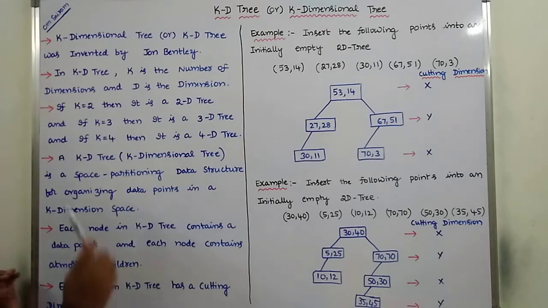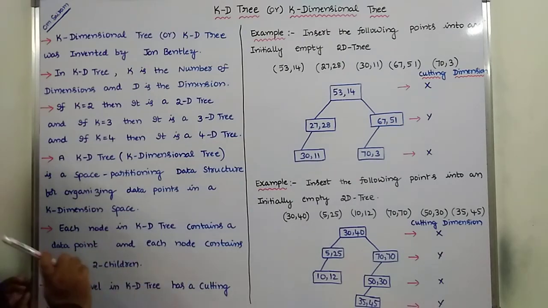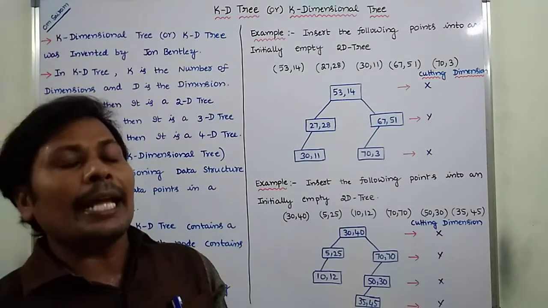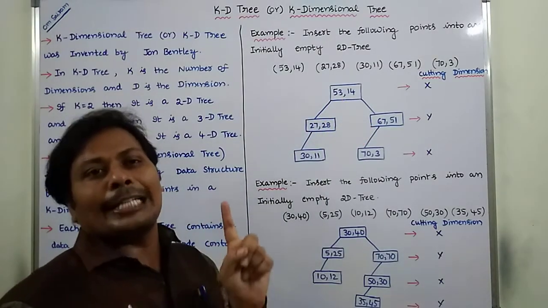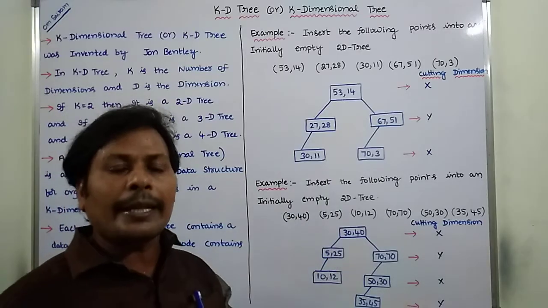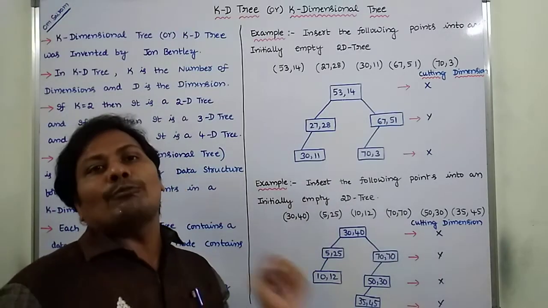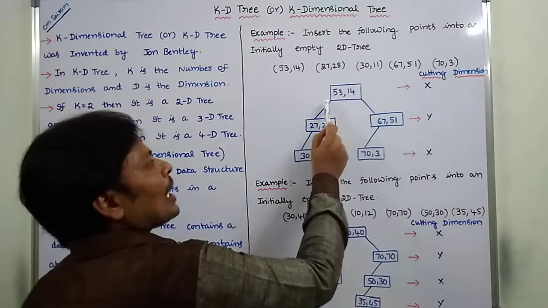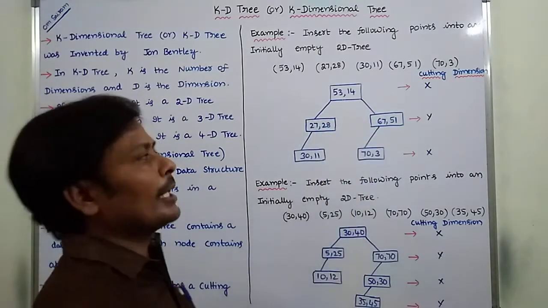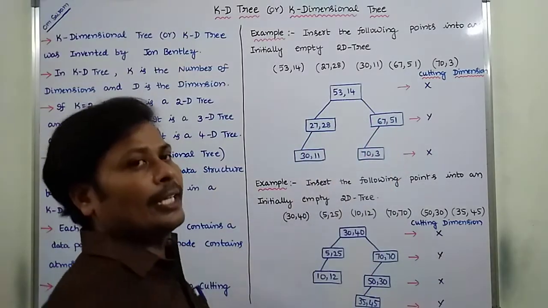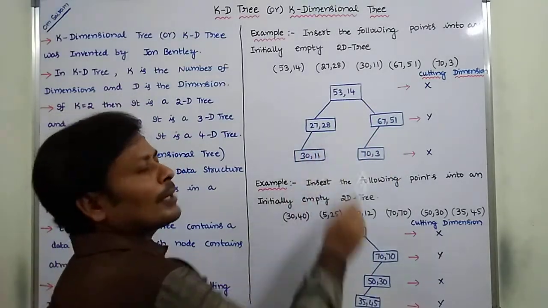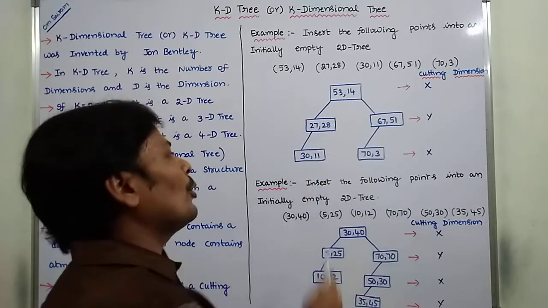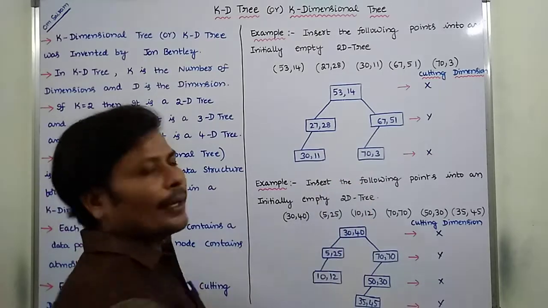Each node contains at most 2 children. At most 2 children means it may contain 2 children, it may contain 1 child, or it may contain 0 children. This node contains 2 children: a left child and a right child. This node contains 1 child, so there is no right child; only the left child is there.